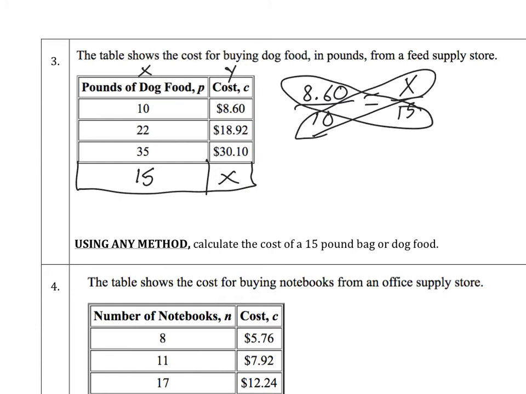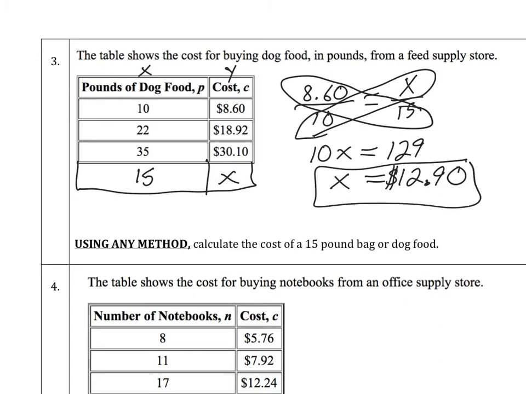Cross multiply. I get 10 times x equals 8.60 times 15, equals 129. And so x is going to equal 12.9, and since we're talking about dollars and cents, I put a 0 on the end. So we end up with $12.90. That's how much a 15-pound bag will cost you.